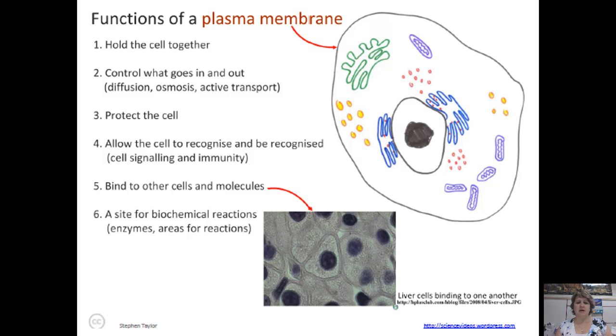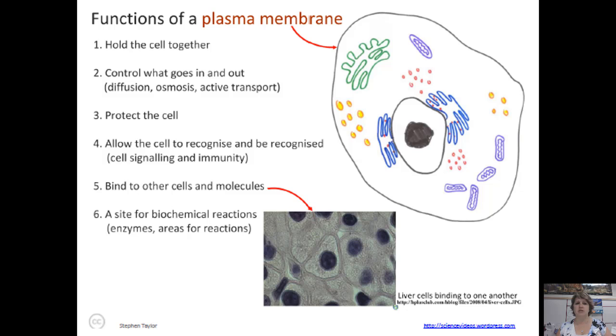All right, so today's video lecture is on the structure and function of cell membranes. So first we should just review the general function of cell membranes. There's 6 major functions of the cell membrane or plasma membrane. They hold the cell together. They control what goes in and out using different processes such as diffusion, osmosis, and active transport, as well as others. We'll go into those a little bit later in the lecture.